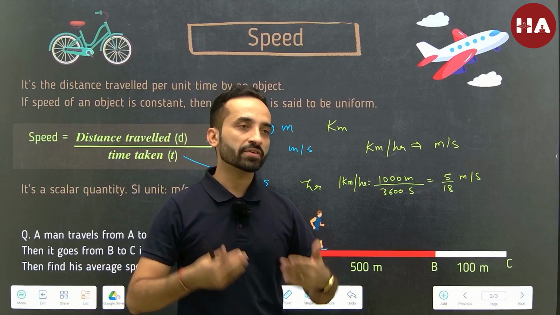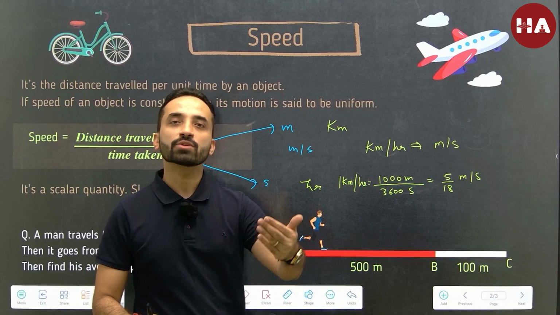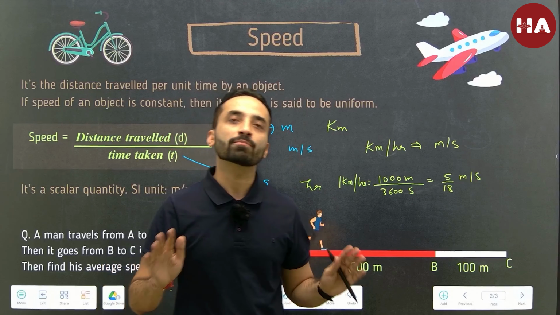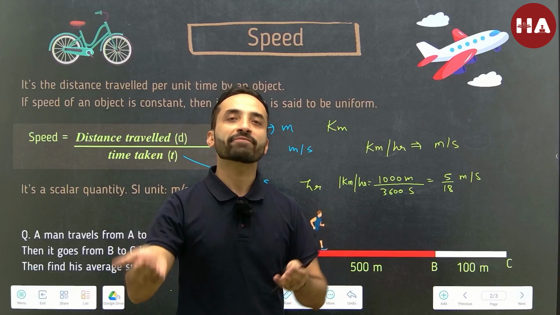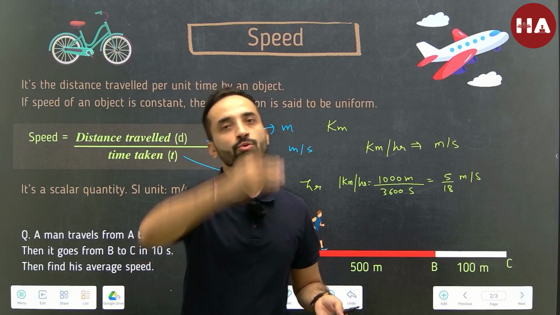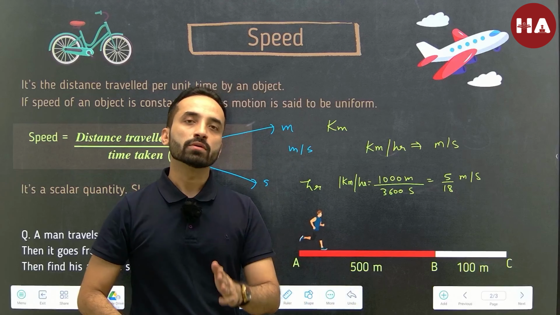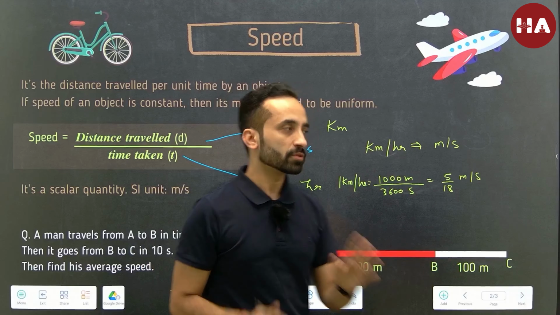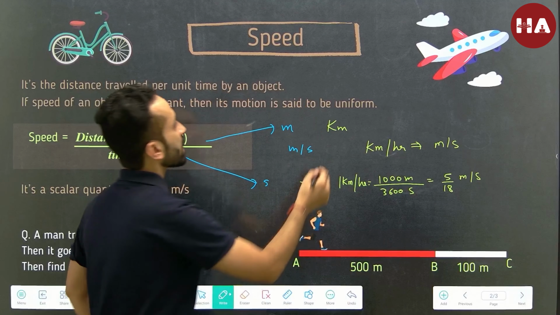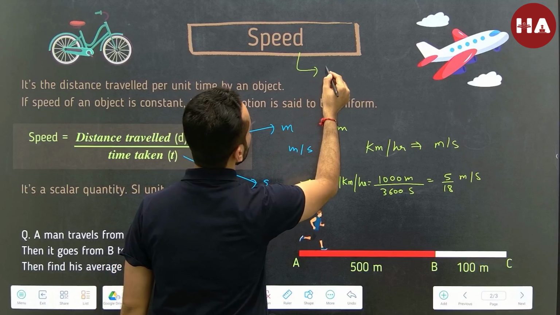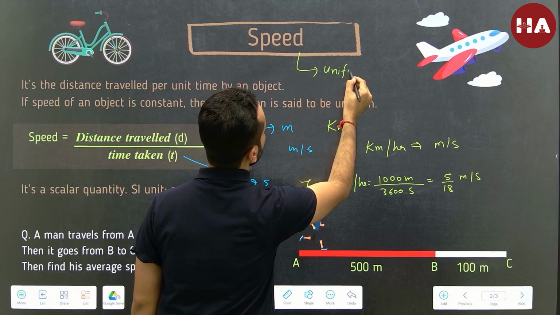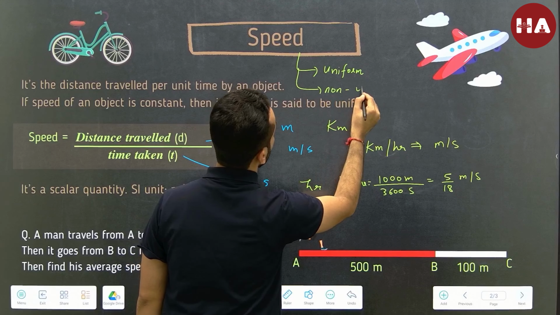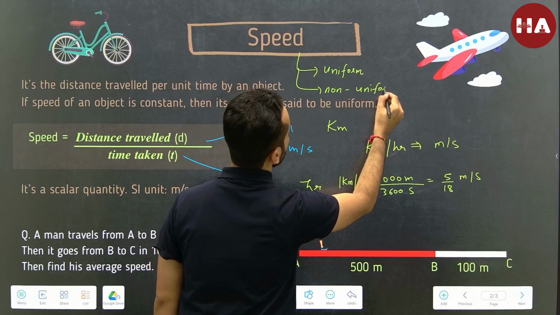Imagine you are traveling in a car on a busy road. Your speed, your rate at which you're covering distance, cannot be constant. Depending on the traffic condition, your speed might go up and down. This is the case where you call the motion non-uniform. So depending on speed, we can classify motion in two parts. First is uniform motion and second is non-uniform motion.